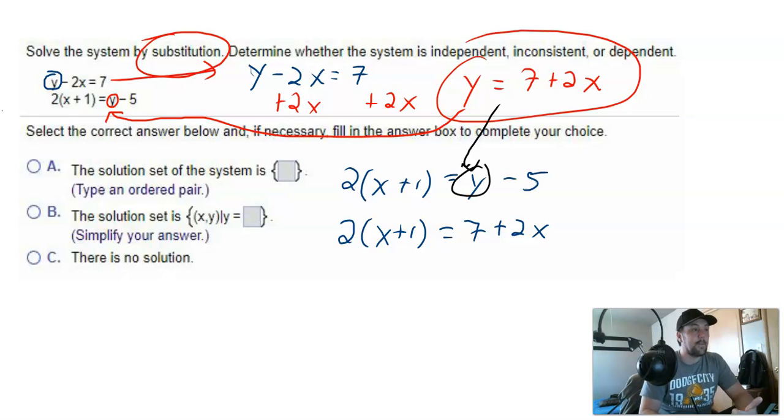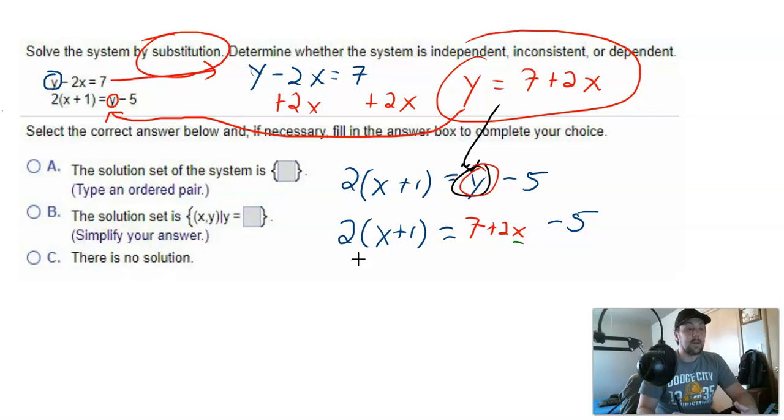Sorry, I should have done that in a different color. That was my intention to begin with. So let's do that in red, I guess. Okay. So in place of the y, we're going to have 7 plus 2x. That's the substitution. And then we'll have the minus 5 after that. Now, a lot of times when you do substitution, you'll want to use parentheses, but since nothing is going on around this y, parentheses aren't necessary. If we were distributing, or raising it to a power, then you'd need to use parentheses for sure.